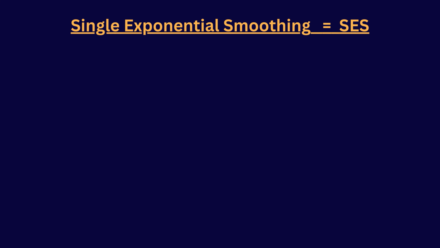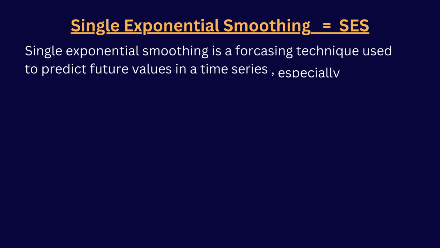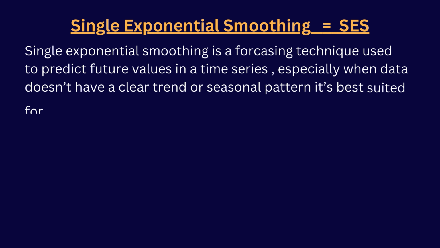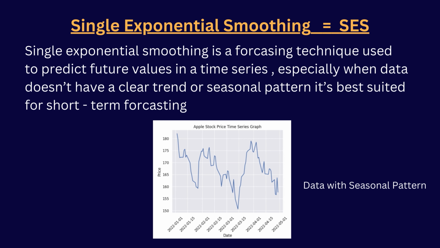Let's get started. Single exponential smoothing, often abbreviated as SES, is a forecasting technique used to predict future values in a time series, especially when data doesn't have a clear trend or seasonal patterns. It is best suited for short-term forecasting. With single exponential smoothing, we smooth out random variation by assigning more weight to recent data points while gradually reducing the importance of older points.